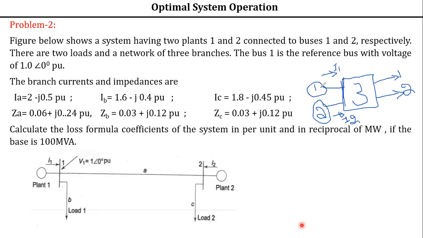When plant 1 alone is supplying the load, first find the total load current required. That is the first step. For better understanding, represent the given single line diagram in this fashion: two plants supplying currents I1 and I2 respectively, 3 lines or branches in the transmission network, and 2 loads. Before starting, first find the load current for the first load and for the second load.